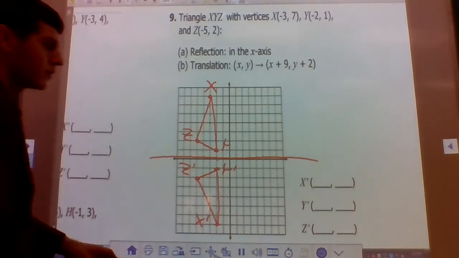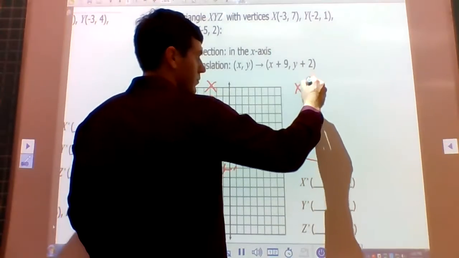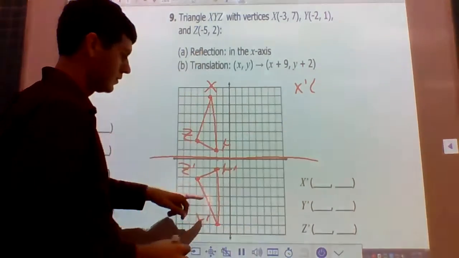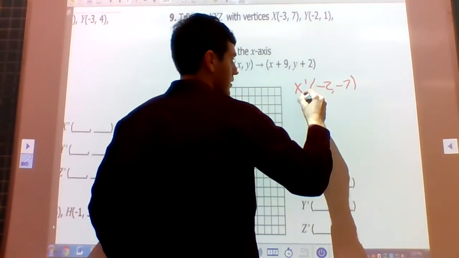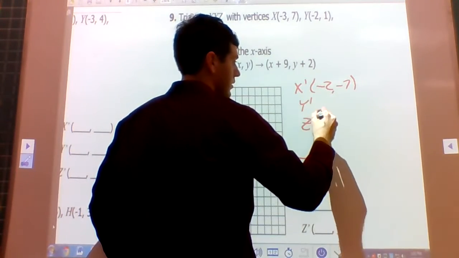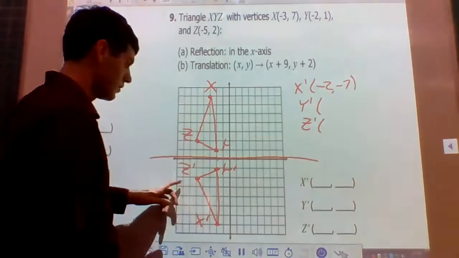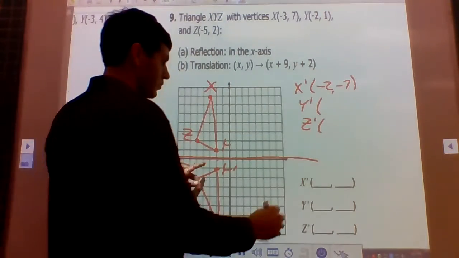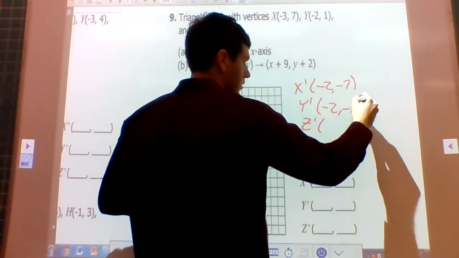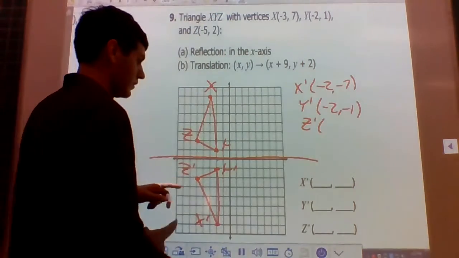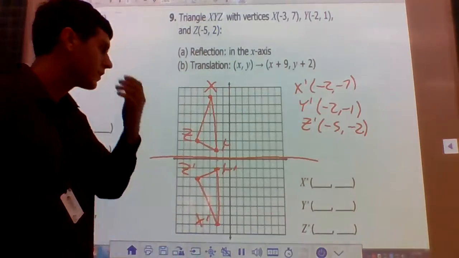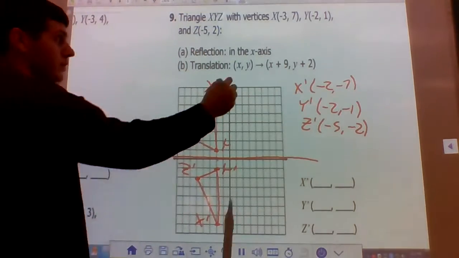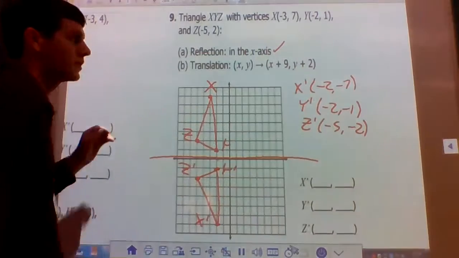So I'm going to write those again here. X prime is negative 2, negative 7. Y prime and Z prime are going to be negative 2, negative 1, and negative 5, negative 2. Okay, so that's step one. Now we want to translate it.